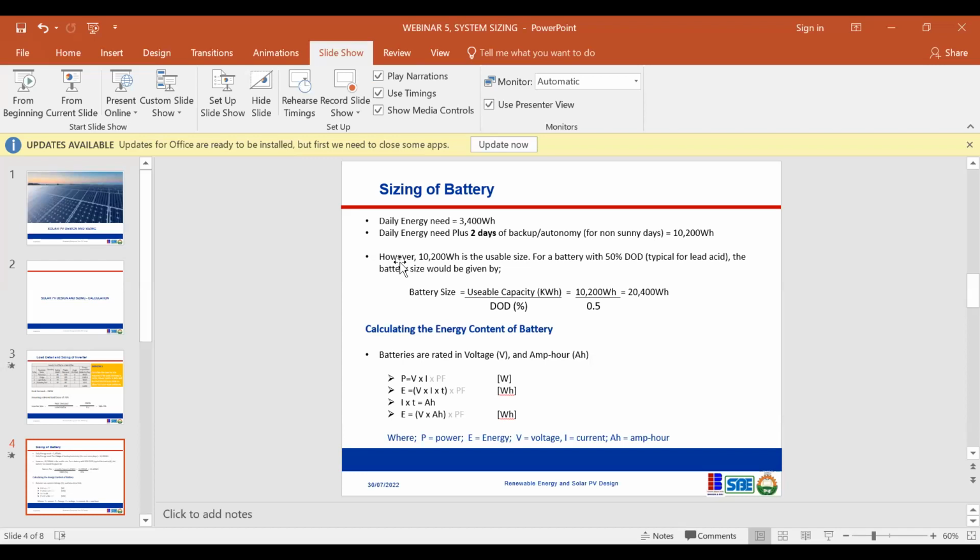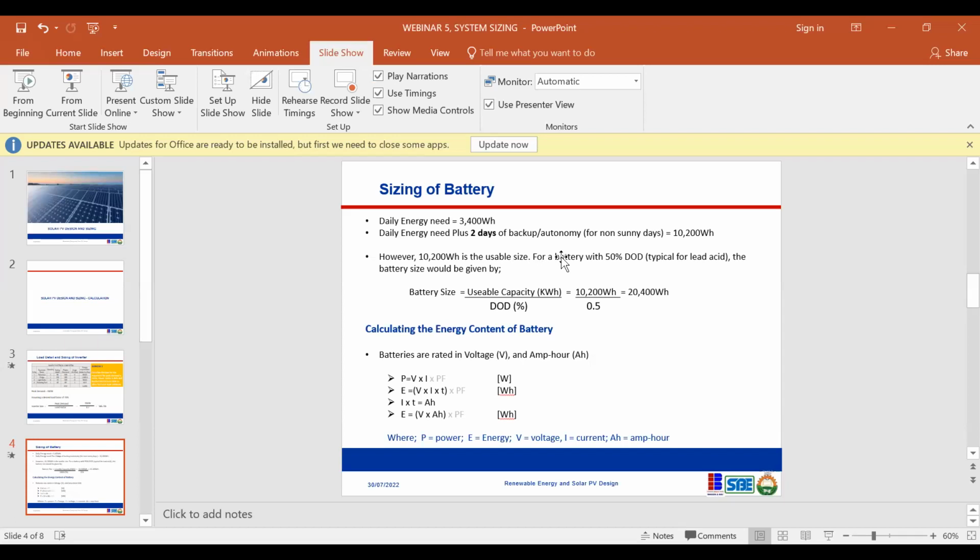So let me just read what I have here. However, 10,200 watt-hours is the usable size. So if you multiply 3 by this capacity, remember we have 2 days of autonomy plus the 1 day when the sun did not shine. So that's 3 days. So we're sizing a battery that can accumulate energy for 3 days. And that's why we multiply 3 by 3,400 to get 10,200. That's how we got this 10,200. Now, this 10,200 is the usable size. That's the amount of energy you need to power those loads for 3 days.